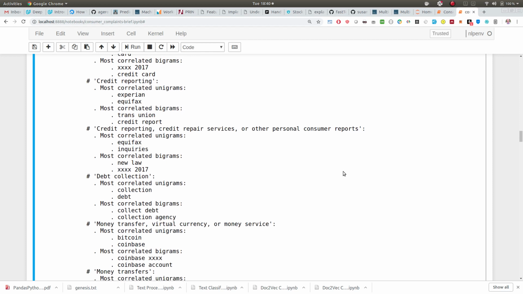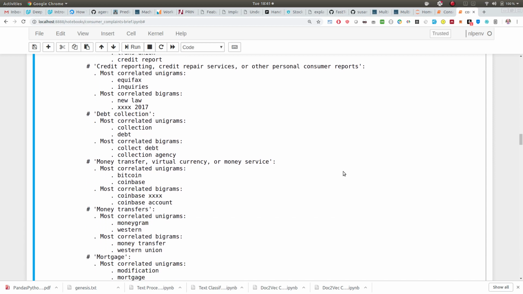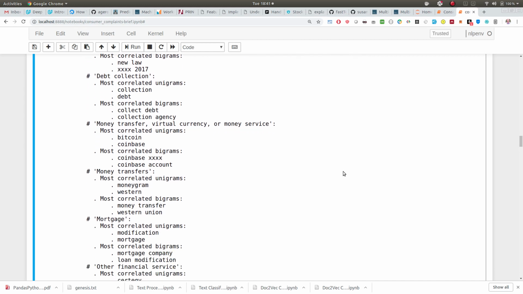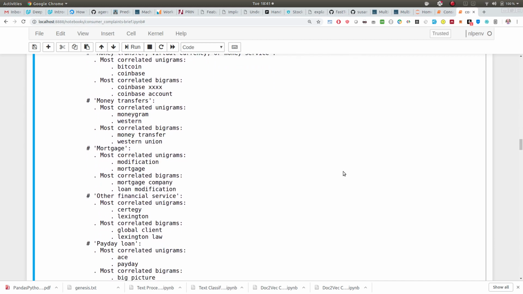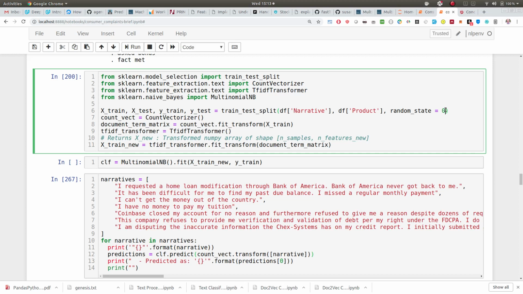Credit reporting has Experian and Equifax as unigrams and TransUnion and Credit Report as bigrams. These are much the terms we'd expect to be correlated with those product categories. To train a supervised classifier, we must first transform the narrative into a vector of numbers. With this vector representation of the text, we can train a supervised classifier on unseen consumer complaint narratives and predict the product to which they belong.